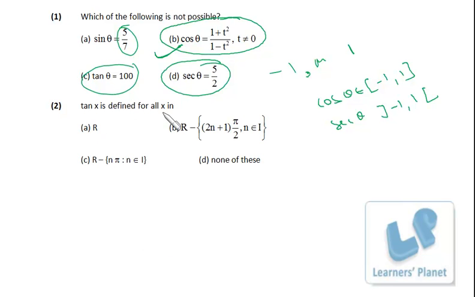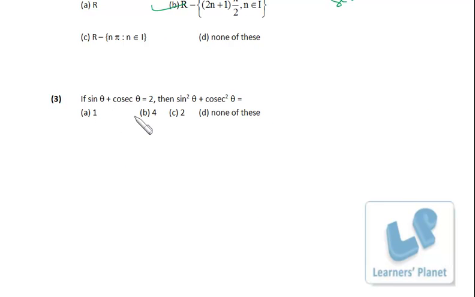Tan x is defined for all x in. So precisely the domain of tan x is asked. We have just discussed that the domain of tan x will be R minus odd multiples of pi by 2, because at pi by 2, 3 pi by 2, 5 pi by 2, tan theta takes the value infinity, so that is not possible. That means the domain of tan theta is R minus odd multiples of pi by 2. So that's pretty simple.